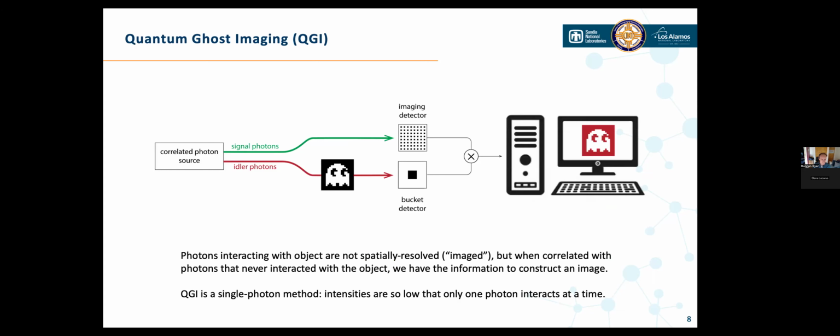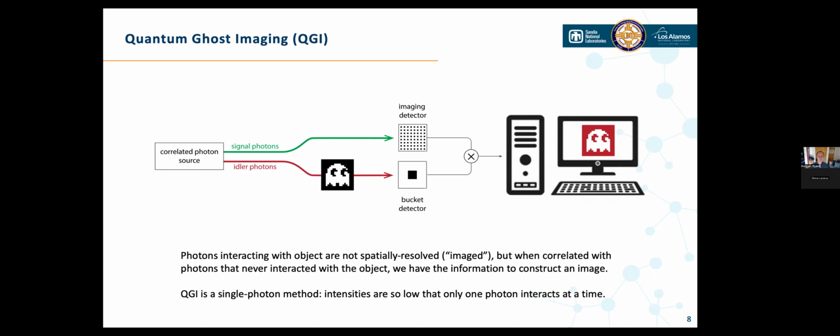So the method that we've been pursuing most recently is something called quantum ghost imaging. There is actually a classical version of ghost imaging, and that operates somewhat differently. I'm not going to talk about that too much. But quantum ghost imaging, the basic premise is you have a correlated photon source. Sometimes this is called an entangled source. I have issues using the word entangled in a lot of these applications, but it is a form of quantum light. And you take this entangled source where you have essentially two photons that come out at the same time.